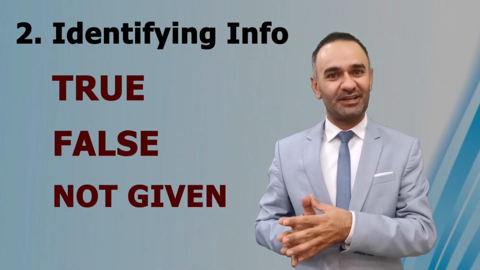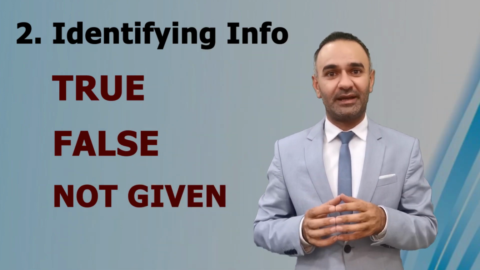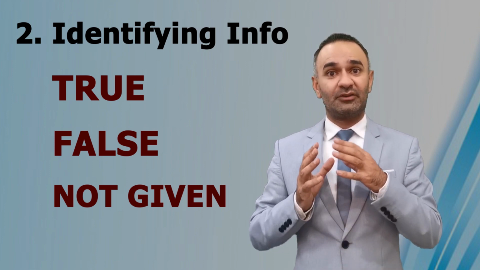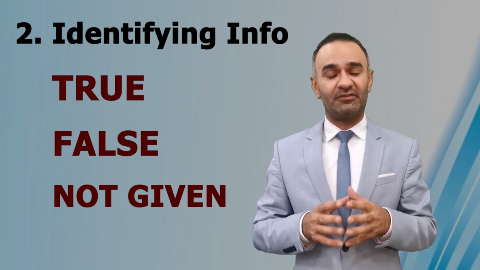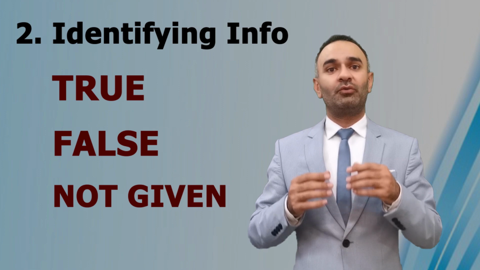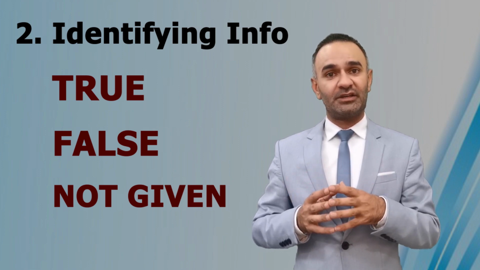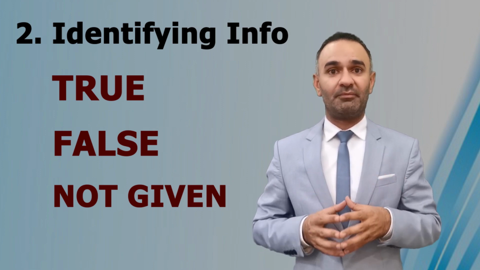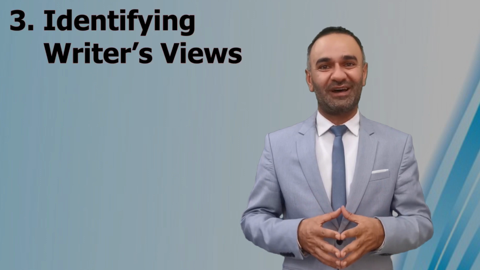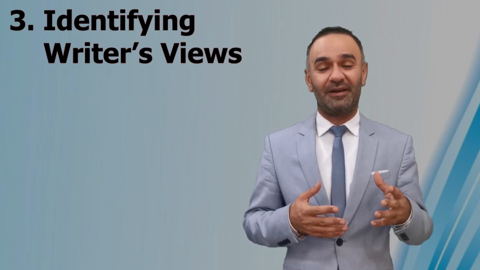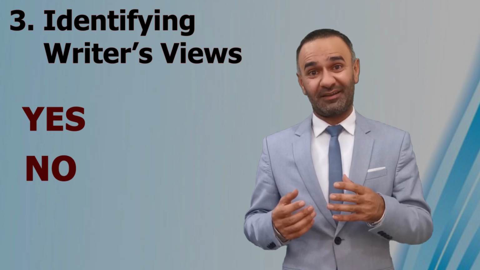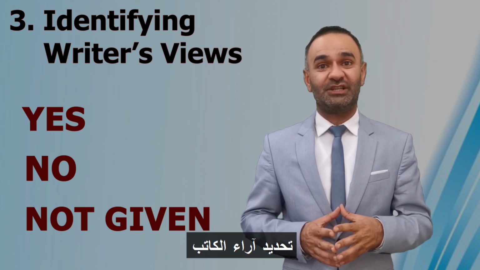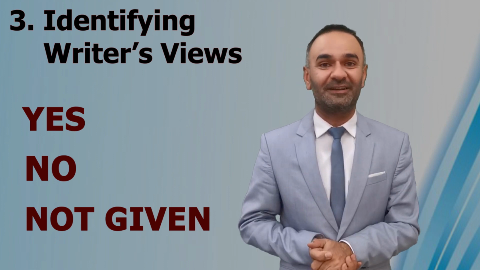True means the information in the statement matches the information in the reading passage. False means the information in the statement contradicts or is the opposite of the information in the reading passage, while not given means the information in the statement does not exist or is not mentioned in the reading passage. Similarly, another question type would be marking statements with either yes, no, or not given, but this time it's about the writer's views, not about factual information as is the case with true, false, not given.